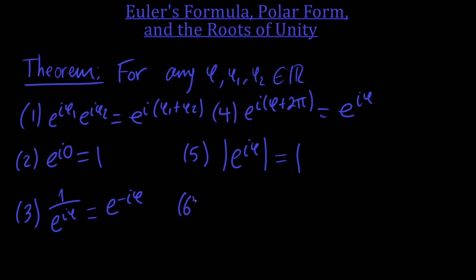Lastly, we have property 6, which says that the derivative in terms of phi of e to the i phi simply equals i e to the i phi, right? Because i is just a constant, so we take the derivative of the exponent, which is i phi, which leaves us with just i, and we bring that down in front, which leaves us i e to the i phi. Great. So these are 6 of the properties that hold for numbers of this form, and we're about to see the usefulness of some of them in just a second.